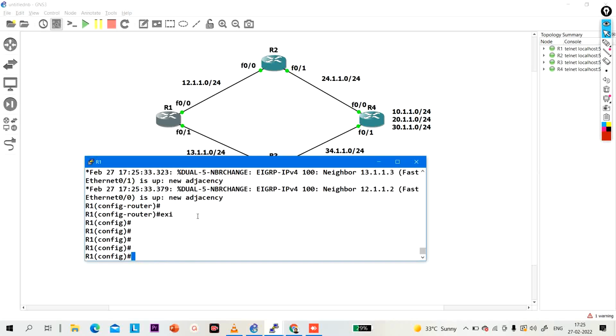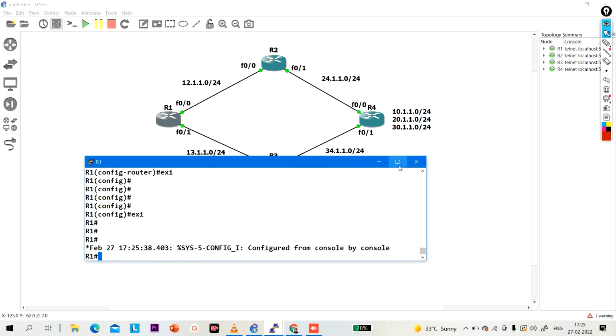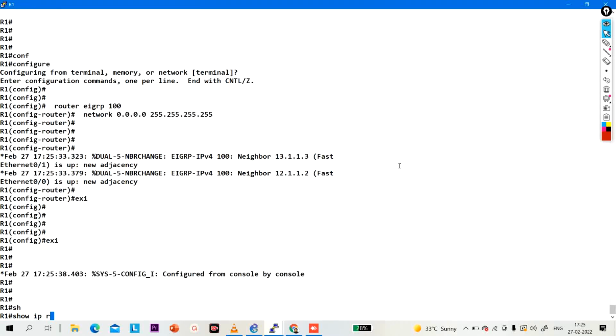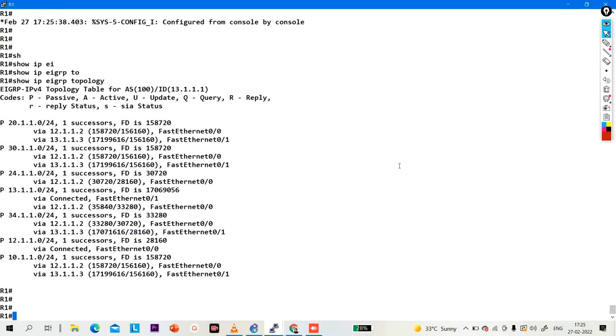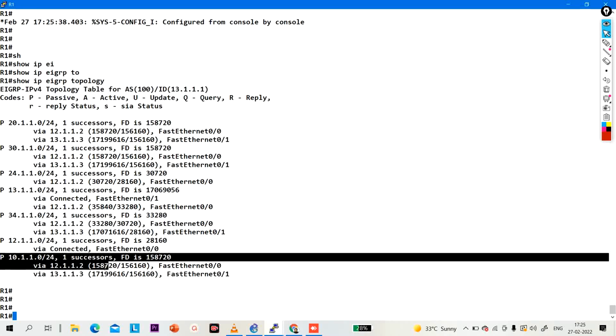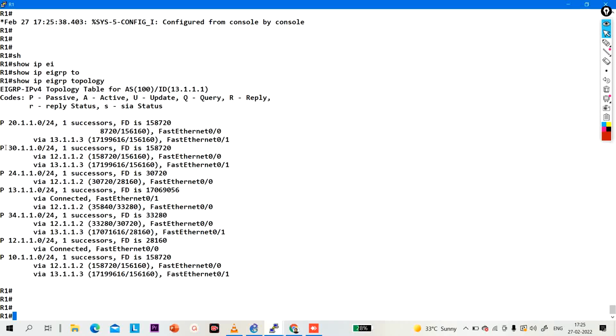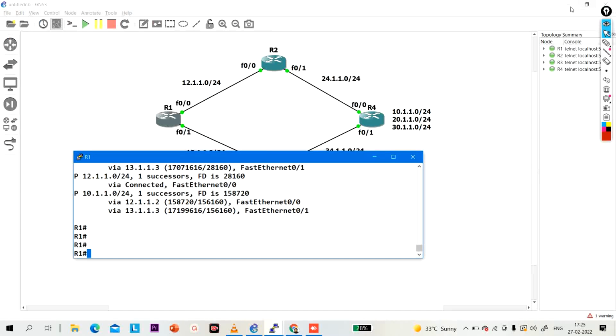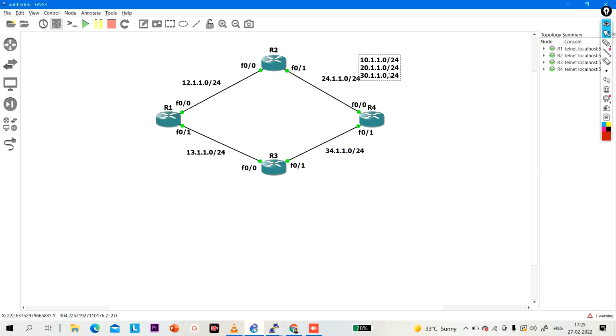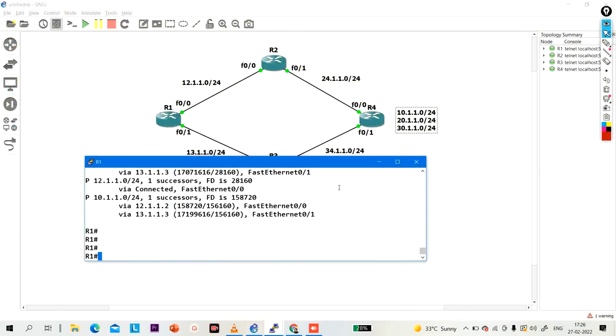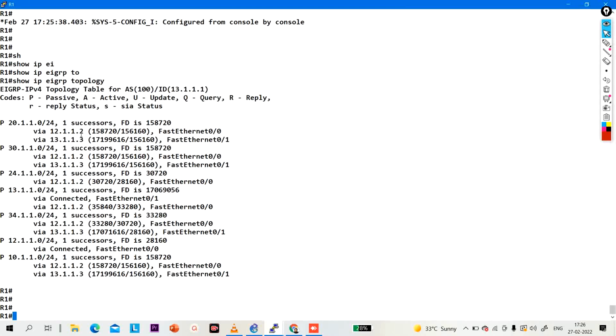Now let me show you the topology table of R1. So show IP EIGRP topology. Guys, there is 10 prefix, there is 20 prefix, there is 30 prefix, right? So R1 is getting these prefixes from two sides, via R2 and via R3, right? Let me show you R1. But you can see where is the 10 network, here is the 10 network. So R1 is getting different metrics.